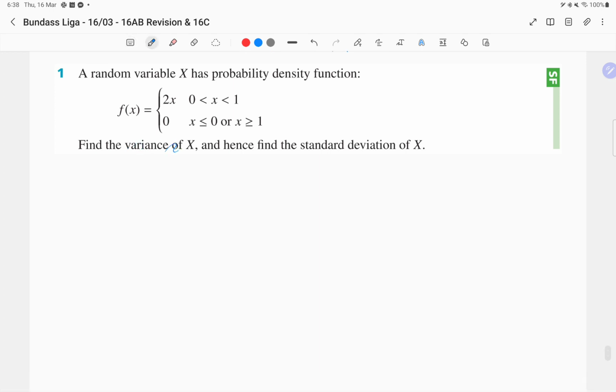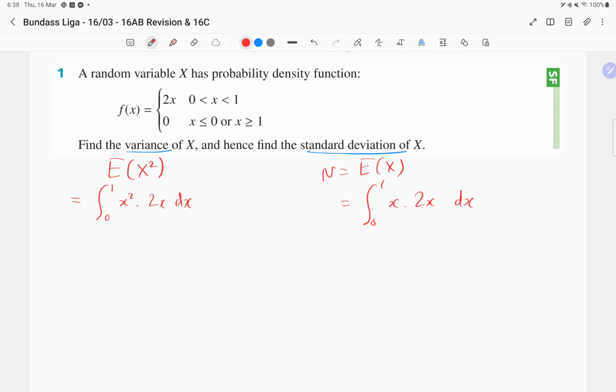So this one, the variance of x and hence the standard deviation. So for variance, the first thing you find is E of x squared, and then you find the mean, which is E of x. The stuff in red you have to write; there's no way you can go without writing these. So that's the integral of x squared times 2x dx, and the mean is the integral of x times 2x with respect to x. I've laid it out for you to start already, and then the formula is Var(x) equals E of x squared minus the mean squared.